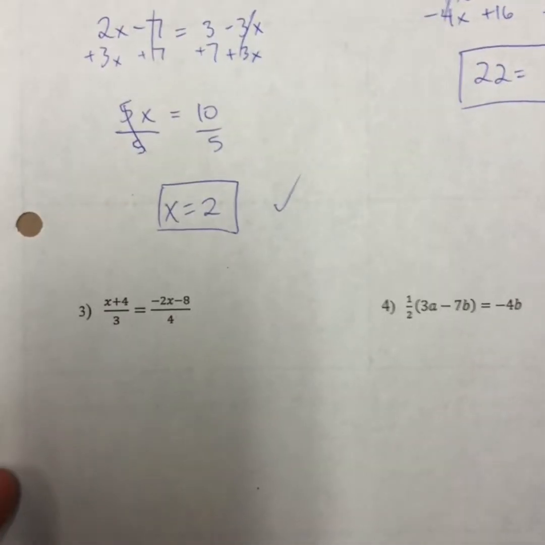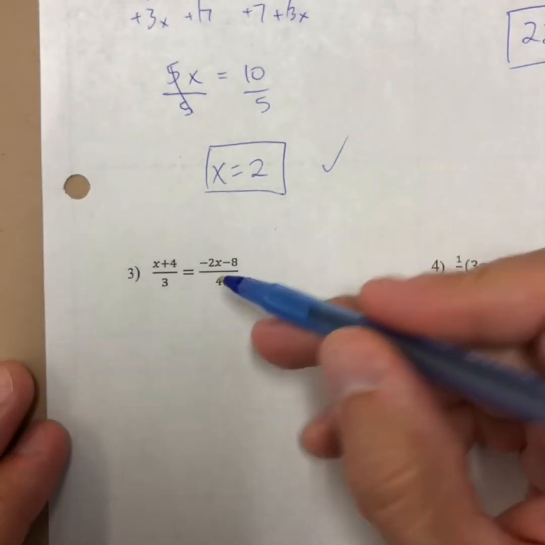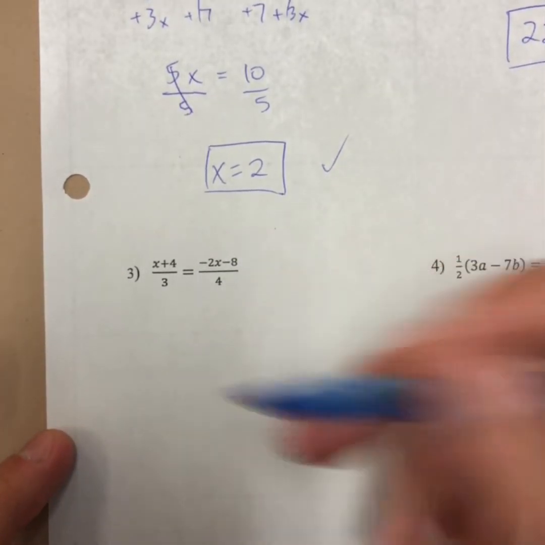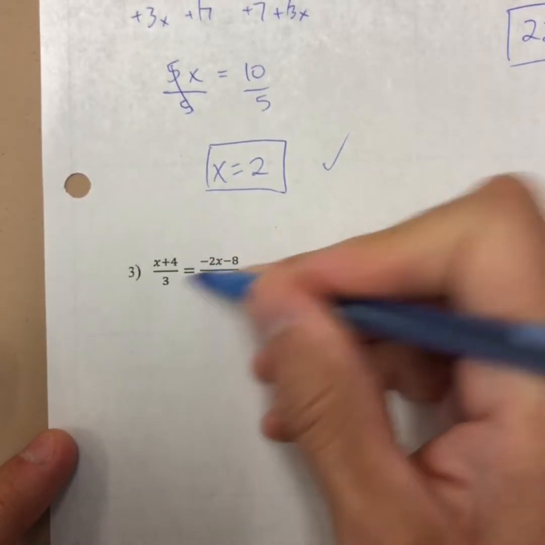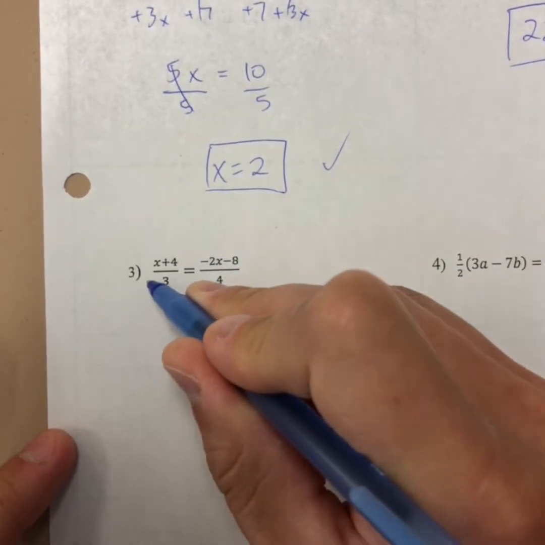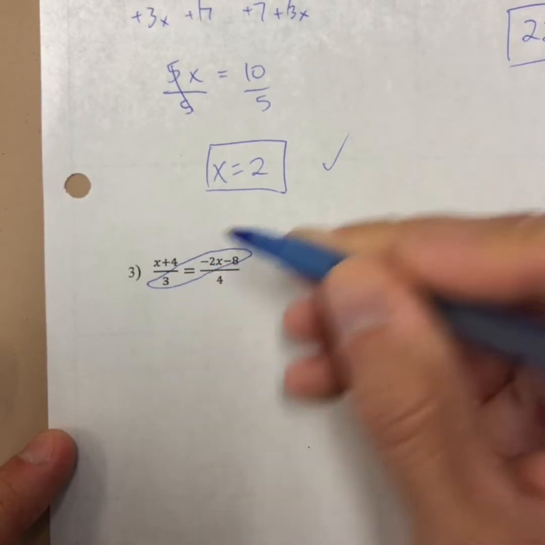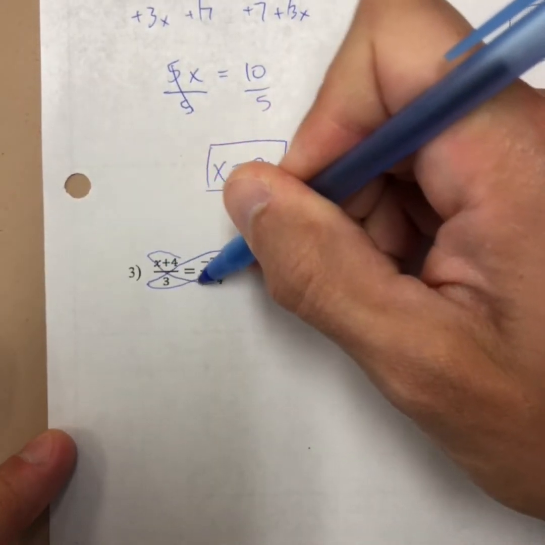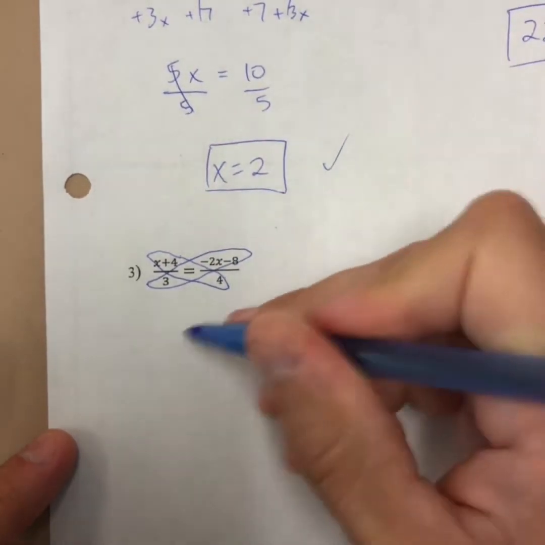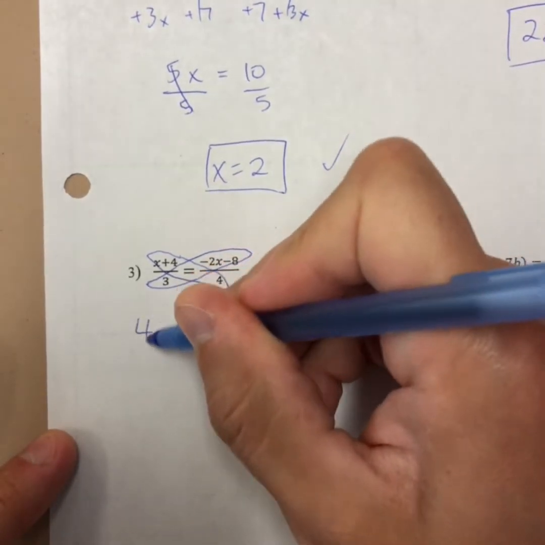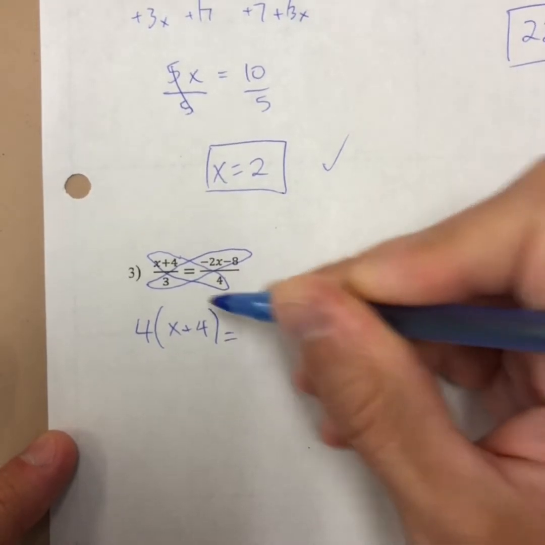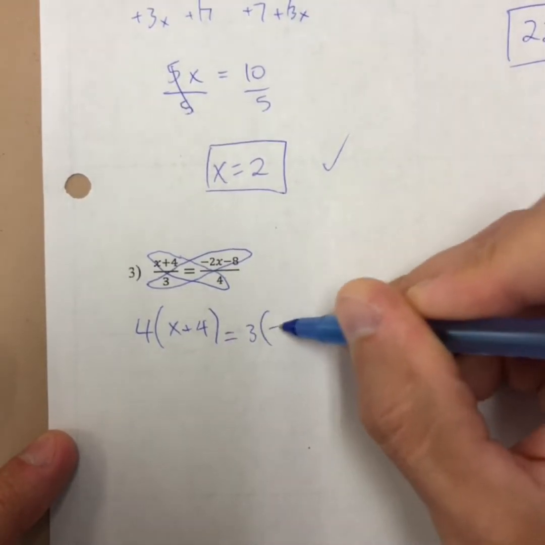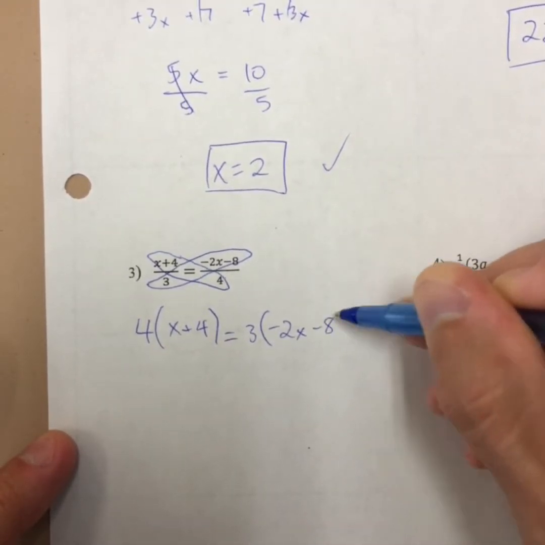So moving on here, feel free to fast forward this video or rewind if you want to see something done again. Moving too quick, all right? When we have a proportion here, a fraction set equal to another fraction, our strategy is cross multiply, all right? So I'm going to cross multiply here and set up my distributive property. So 4 times x plus 4 equals 3 times the quantity negative 2x minus 8.